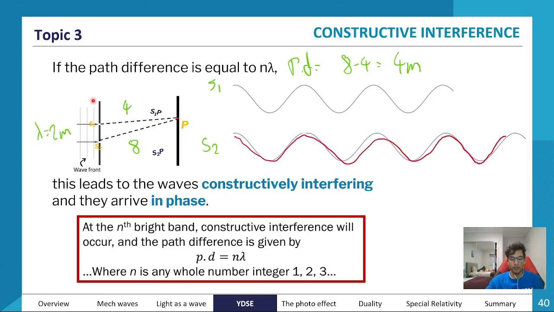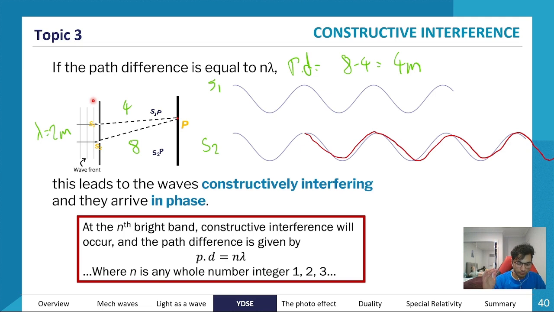Since the wavelength is 2, if the wave has to travel an extra 4 meters, we are shifting the red wave to the right by 4 meters. Or essentially, we're shifting it to the right by 2 wavelengths. So this is 1 wavelength, and that's what happens when you shift the wave by 1 wavelength. And a second wavelength is going to end up here. And you can see these 2 waves are going to constructively interfere.